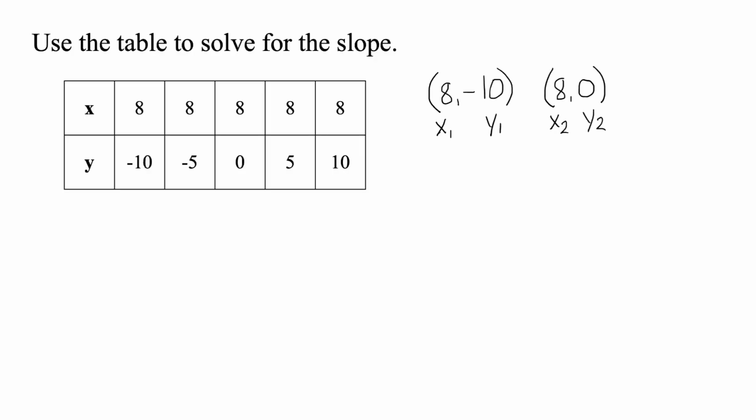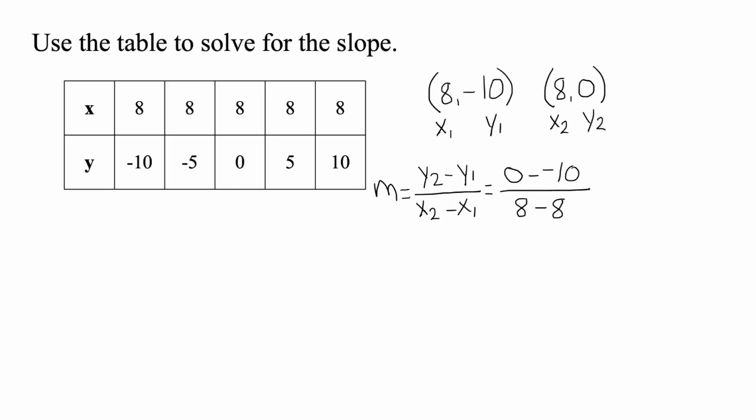Then, substitute the x and y values into the slope formula. The slope formula is the change in y divided by the change in x. Slope equals y sub 2 subtract y sub 1 divided by x sub 2 subtract x sub 1. The slope of this line equals 0 subtract -10 divided by 8 subtract 8.